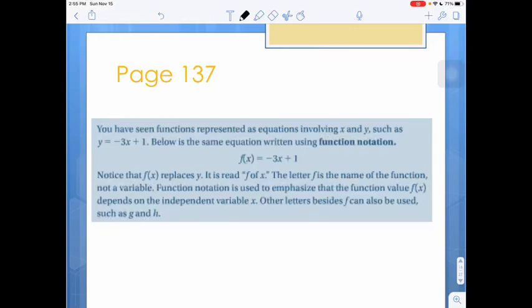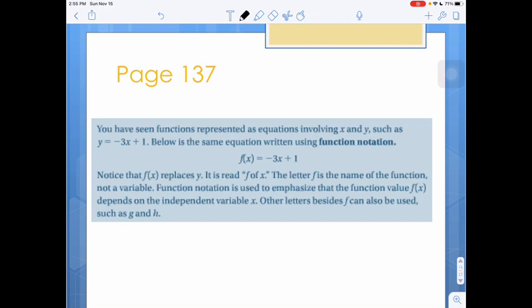Section 2.6, Example 3 on page 137. You have seen functions represented as equations involving x and y, such as y equals negative 3x plus 1. Below is the same equation written using function notation: f of x equals negative 3x plus 1. Notice that f of x replaces y.